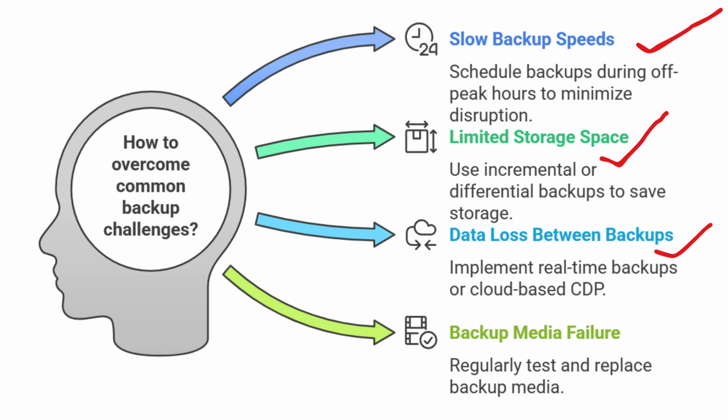Data loss between backups. If a system crashes right before a scheduled backup, new data might be lost. The solution is to implement real-time backups or use cloud-based continuous data protection, CDP. Backup media failure. Tapes and disks can degrade over time, making old backups unreadable. The solution is to regularly test backup media and replace old tapes before they fail.